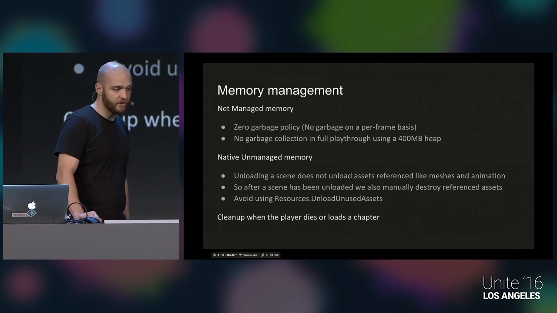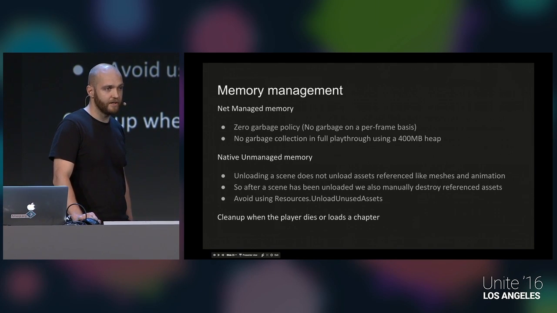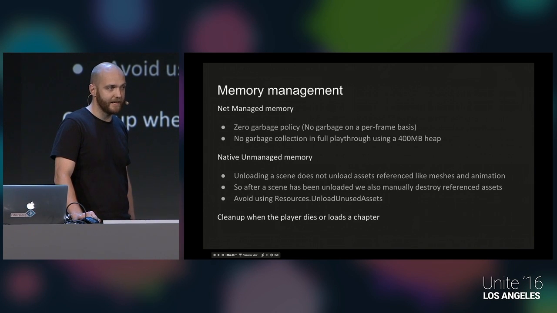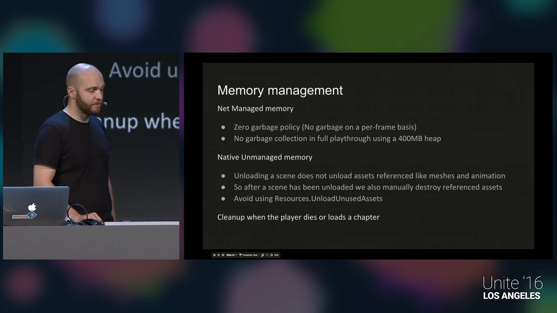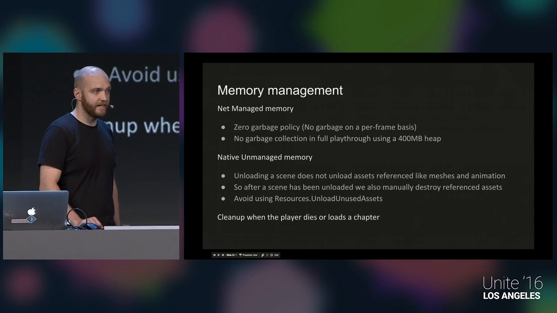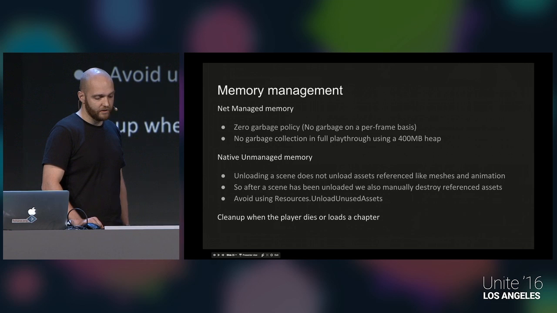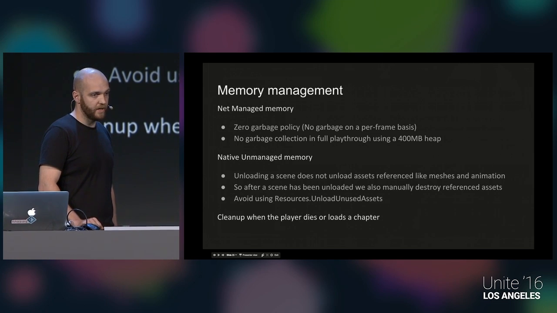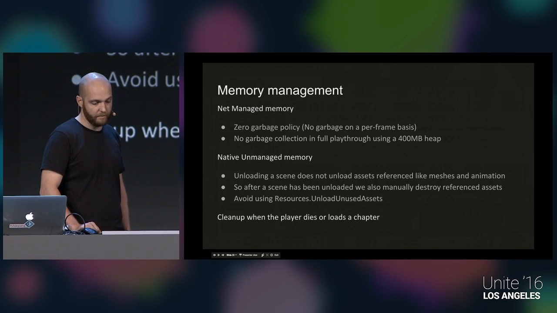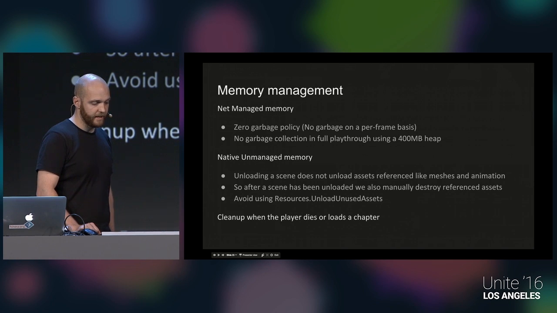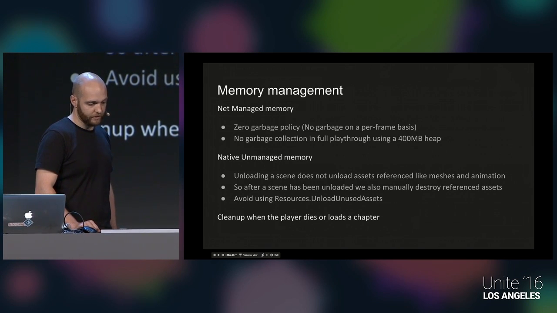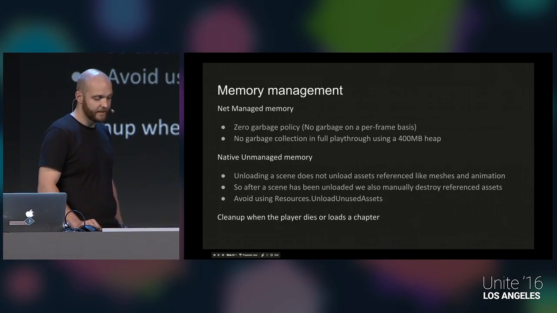Now I'm going to talk a little bit about memory management, because as most of you probably know, if you're getting a garbage collect in Unity, you will also get a stutter, and we don't want those. The way we got around this was having a zero garbage policy, and that basically means that we're not allowed to generate any kind of garbage on a per frame basis. We should also be able to make a complete playthrough of the game and only allocate 400 megabytes of heap space. That requires quite a bit of work, at least for our game.